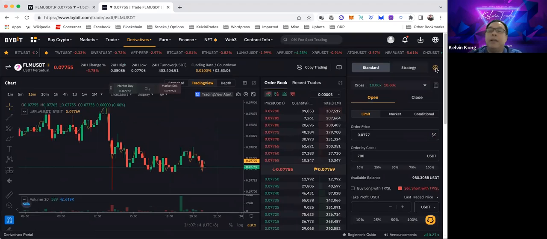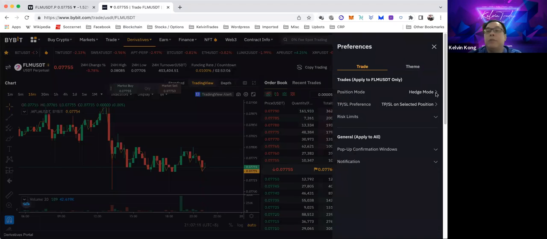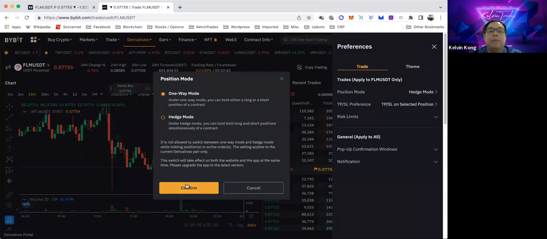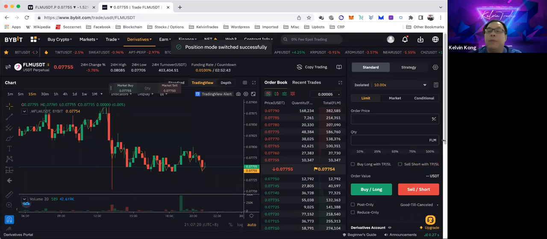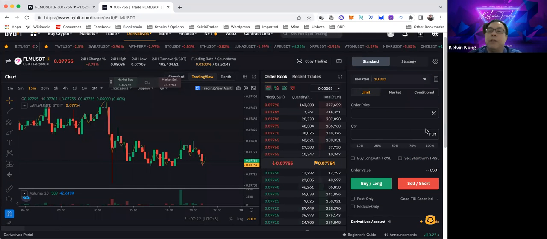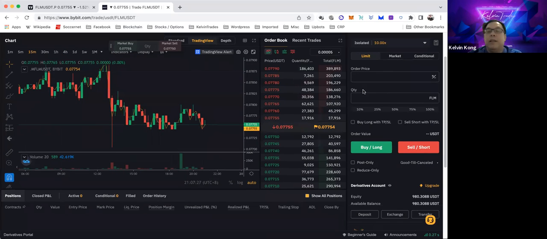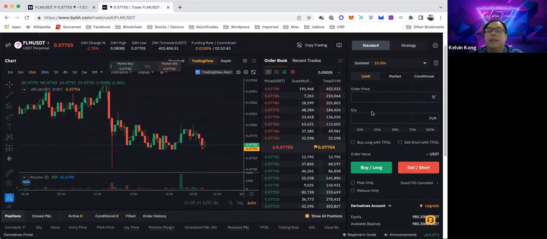Anyway, remember we have to switch this to one-way mode. And when you switch to one-way mode, you can only order by quantity. So my advice is, stick to order by quantity. It's like switching from iOS to Windows or Windows to iOS.